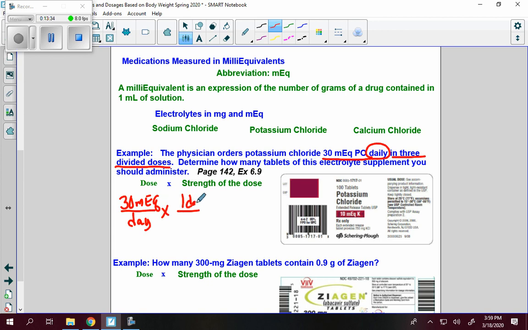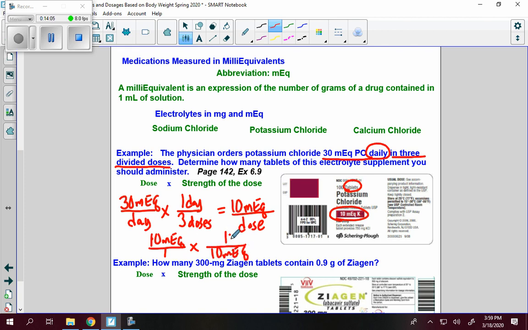Times, in 1 day, they get 3 doses. So this would be 10 milliequivalents per dose. So the dose is 10 milliequivalents. And your strength is 10 milliequivalents per tablet. I'm going to put milliequivalents in the bottom so it cancels with that. So you would just administer 1 tablet to your patients. Again, remember, when it says administer, it's per dose, not per day. And they give here in per day.